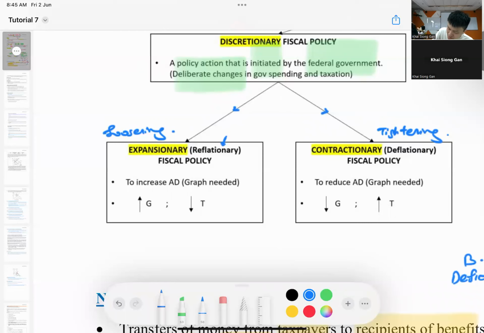Okay. Now, the purpose of expansionary fiscal policy is to increase aggregate demand. And contractionary is to reduce aggregate demand. How do they use the instruments to achieve this objective then? Remember, we have two instruments, government spending and taxation. So for expansionary, the government has to increase spending and reduce taxation. When I say reduce taxation here, we have two types of tax, the direct tax, like the income tax, and also the indirect tax, that means the tax that you have to pay when you buy goods and services. So it includes both components.